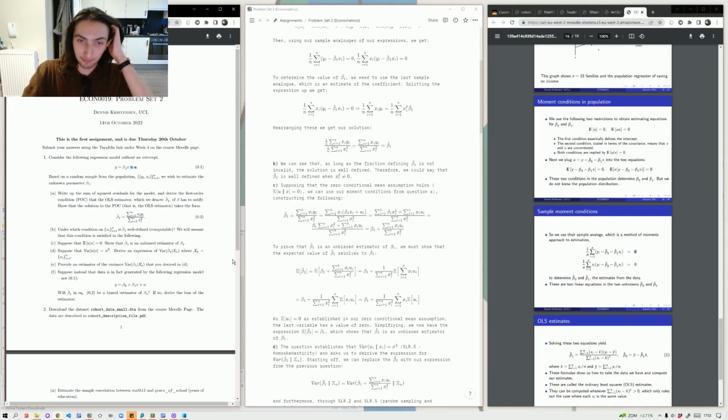Okay, now for B. It's quite easy, honestly. Under which condition is it well defined? Well, well-defined means that the denominator can't be 0, and that's the case when the sum of x squared isn't 0. So when the sum of x squared isn't 0, it's computable. That's pretty much it. At least that's what I got.